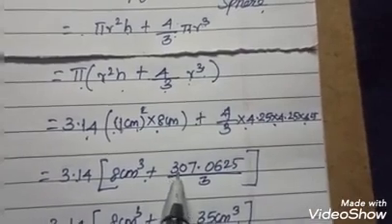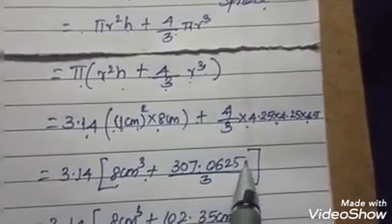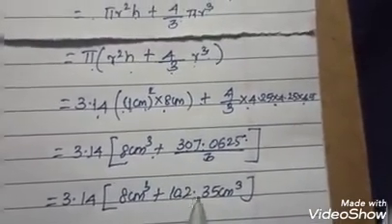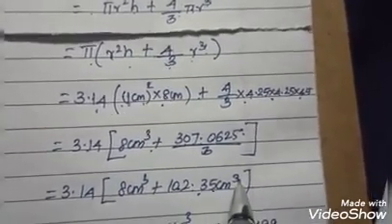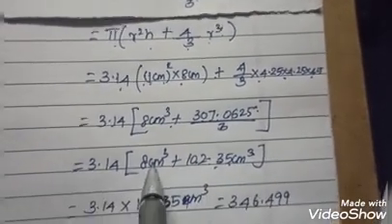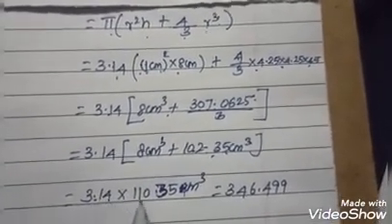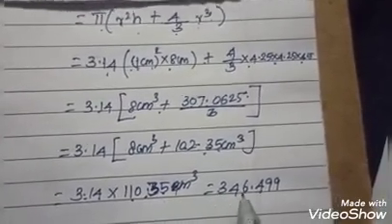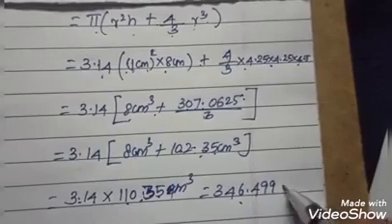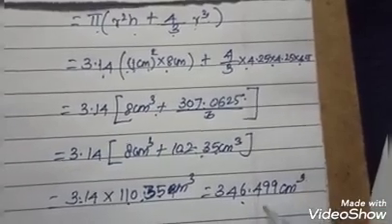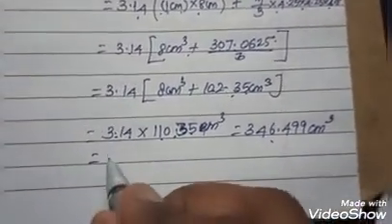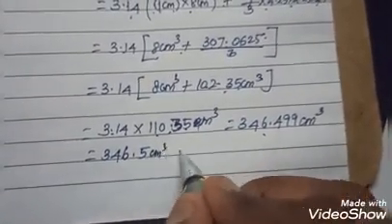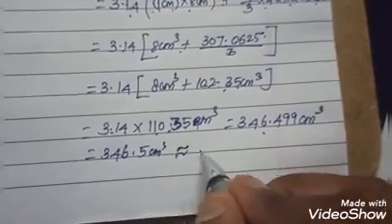Multiplying the 4 value, I get 307.0625. Divided by 3, you get 102.35 centimeter cube. Adding the 8, you get 3.14 into 110.35. The value is finally 346.499 centimeter cube. This can be written as 346.5 centimeter cube.